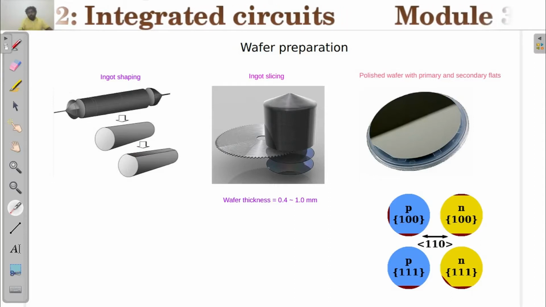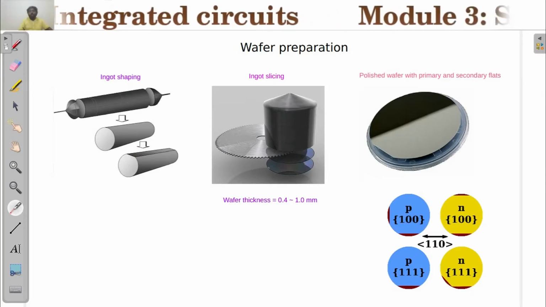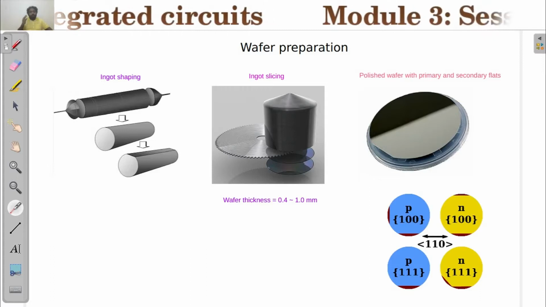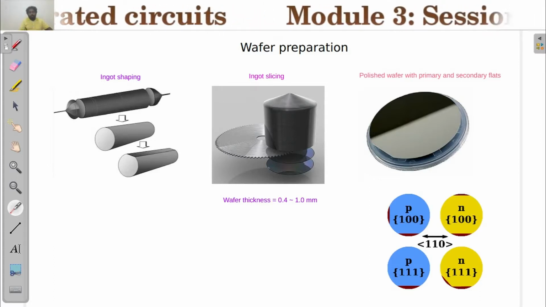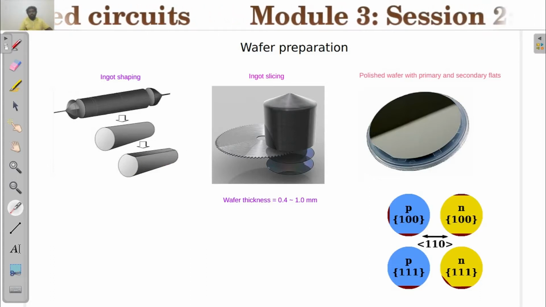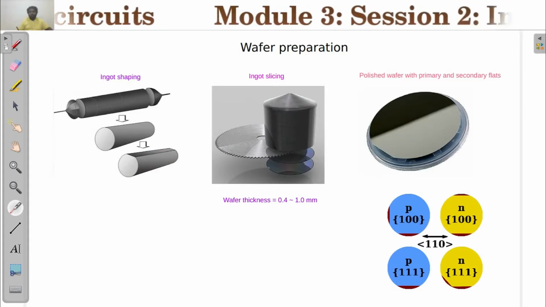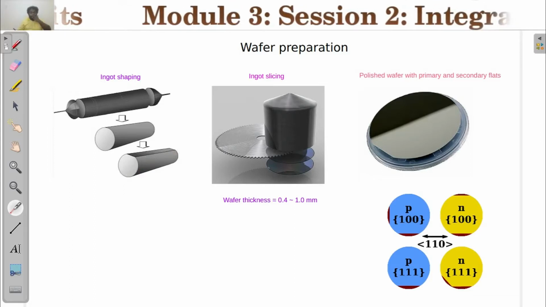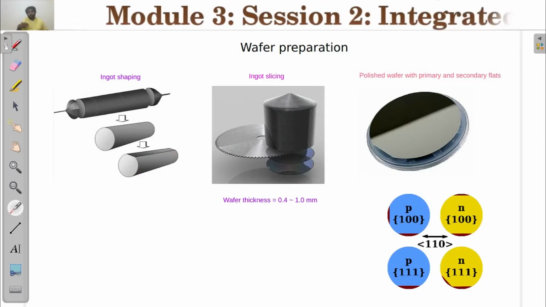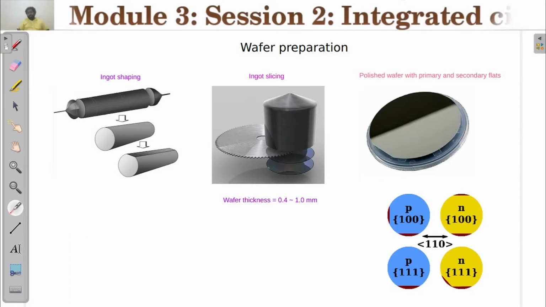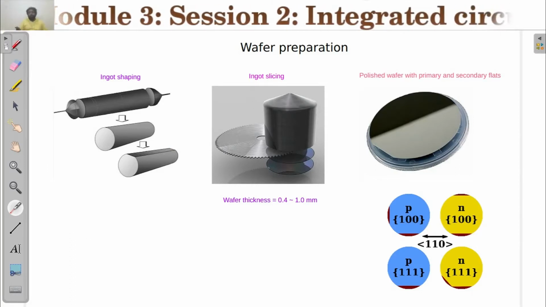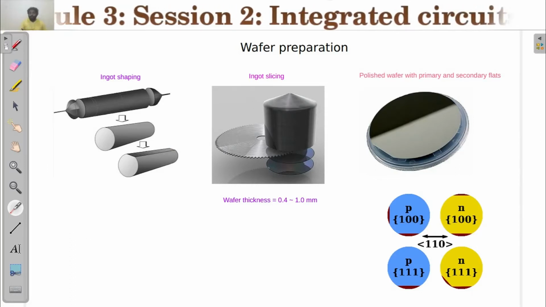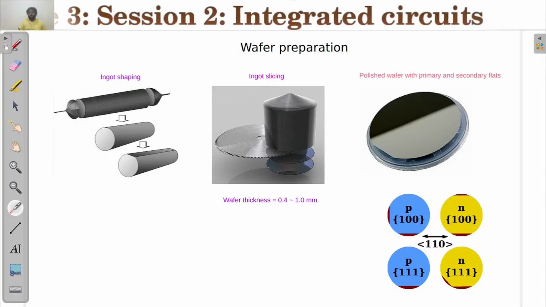So the use of the secondary flat is that it can be used to denote what kind of doping is done in this ingot, whether it is p-type doping or n-type doping, or whether it is having any other crystal structure. So it gives a measure of what kind of doping and what kind of crystal structure it has. Okay, so the crystal plane.